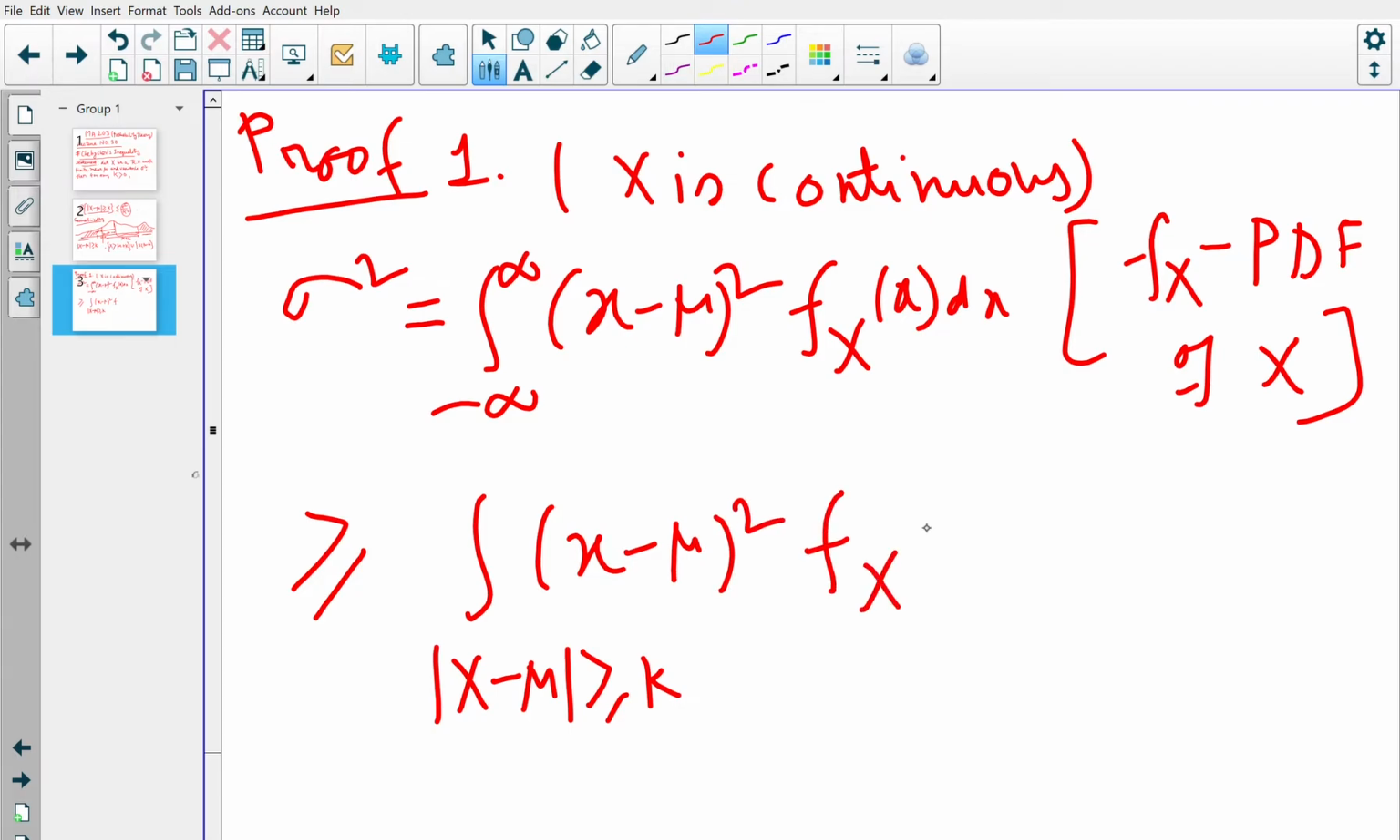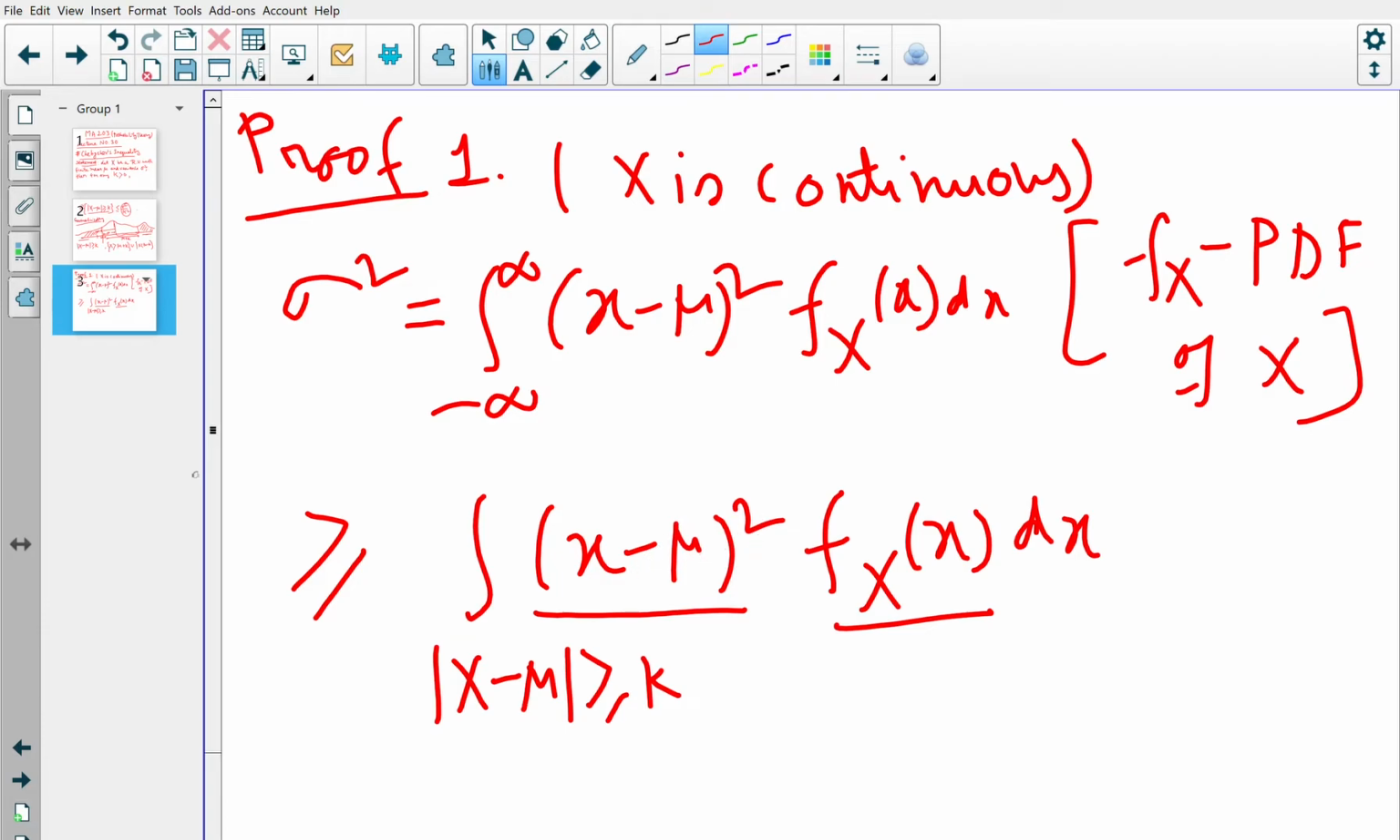Because, see, in the integrand you have the quantity x minus mu squared, which is non-negative, and the definition of PDF tells you that f of x is also non-negative. So this inequality holds. And also now you check that on this region, mod of x minus mu greater than or equal to k, the minimum value that x minus mu whole squared takes is k squared.